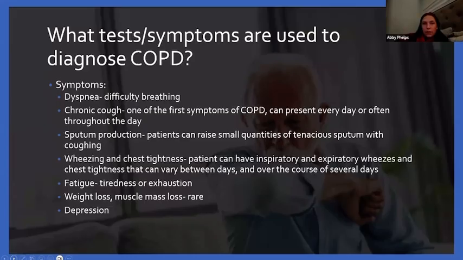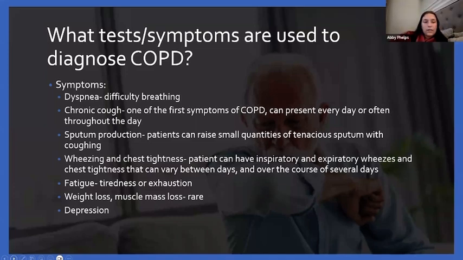So, what are some tests and symptoms used to diagnose COPD? Common symptoms that you would see in the clinical setting are dyspnea, so difficulty breathing, and a chronic cough, which is one of the first symptoms of COPD that can present every day or often throughout the day. Sputum production. Patients can raise small quantities of tenacious sputum with coughing, wheezing, and chest tightness. So, a patient can have inspiratory and expiratory wheezes and chest tightness that can vary between days and over the course of several days.